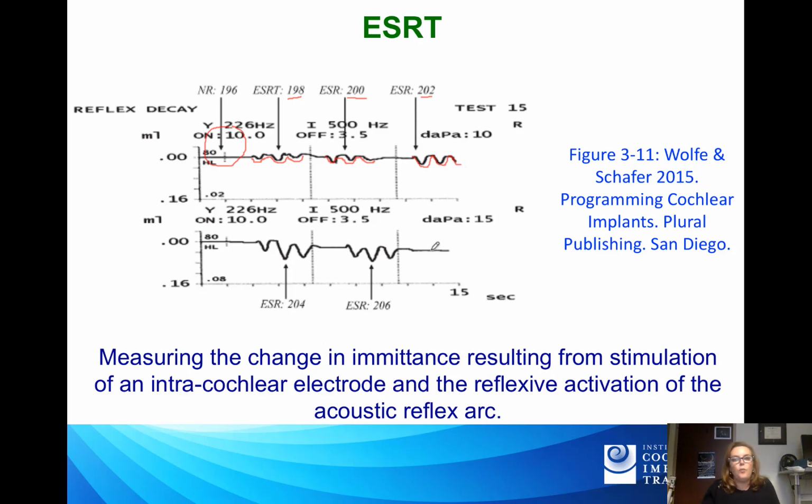So basically, it's pretty simple, with the exception that it can be a little complicated because you are running 2 pieces of equipment at the same time. So you're stimulating on the cochlear implant software, you're measuring on your admittance software, but it provides you a really nice physiologic response, or an objective measure, that really gives us an idea of where those upper stim levels should be set. So moving to the next one.